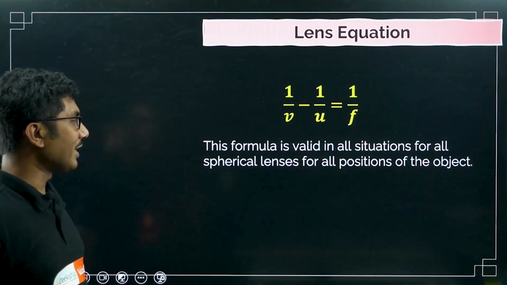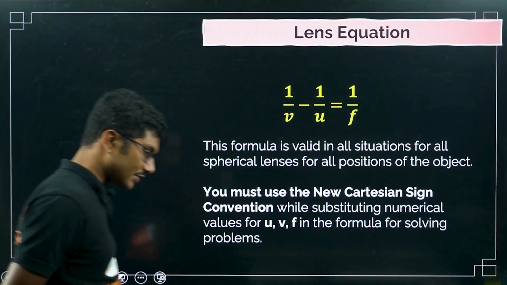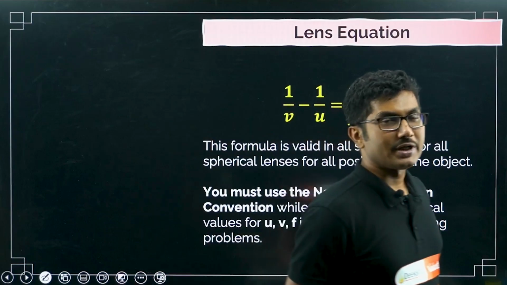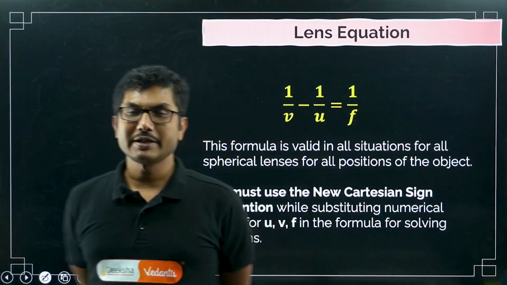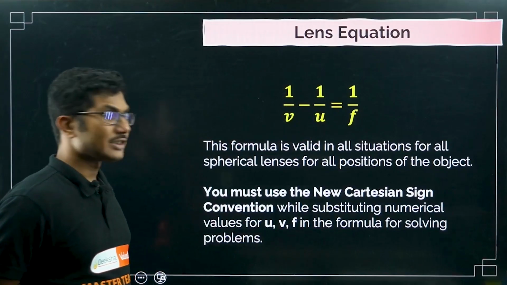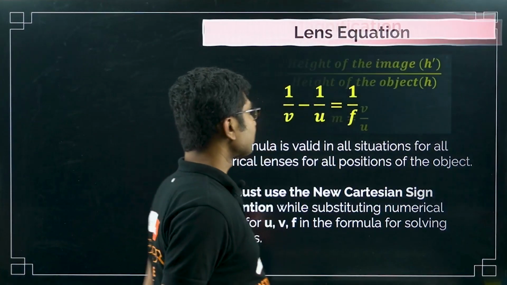The only thing that you have to take care of is that you have to use the new Cartesian sign convention, where the object is, where the image is, which type of lens it is. If you are applying the sign convention perfectly, you will always get a correct value.